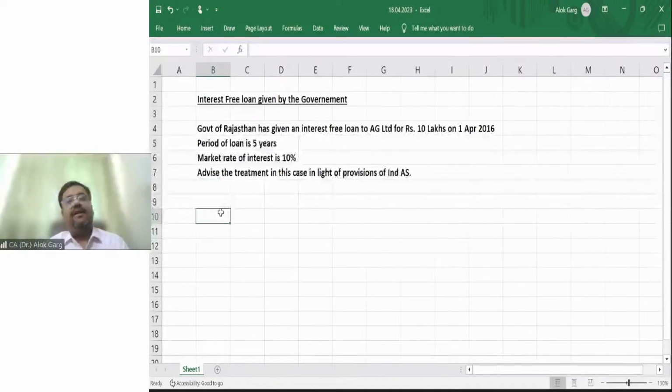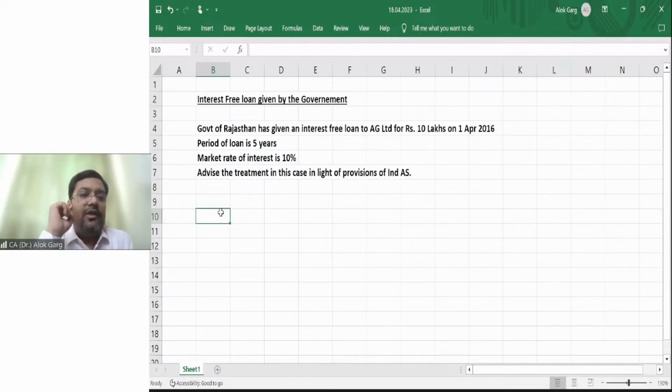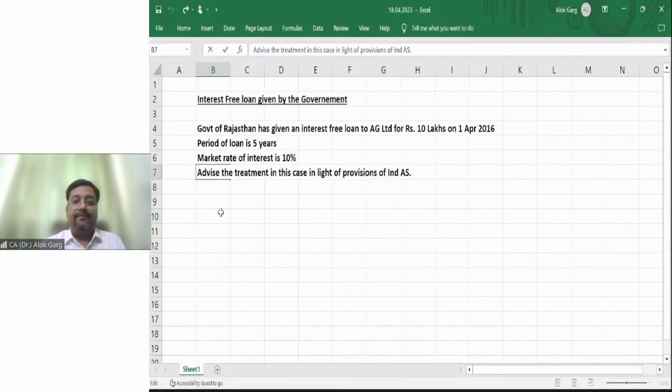The Government of Rajasthan has given an interest-free loan to AG Limited for rupees 10 lakh on 1st April 2016. The period of loan is 5 years. The market rate of interest, if it would not have been interest-free, is 10%. You are required to advise the treatment of this loan in the light of the provisions of Ind AS 20.